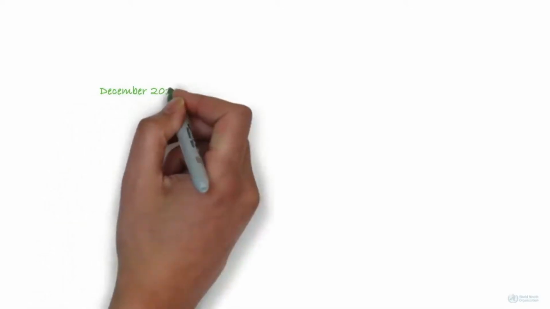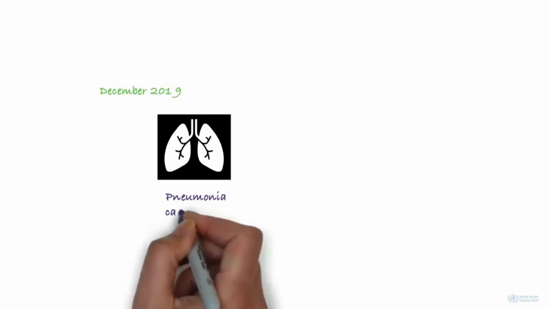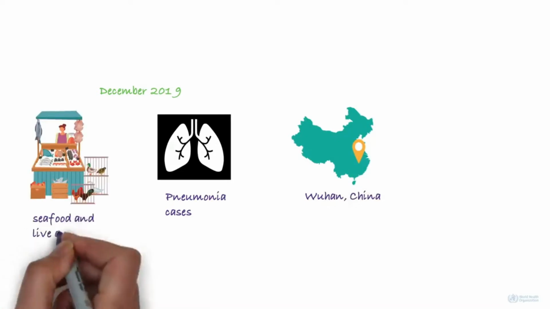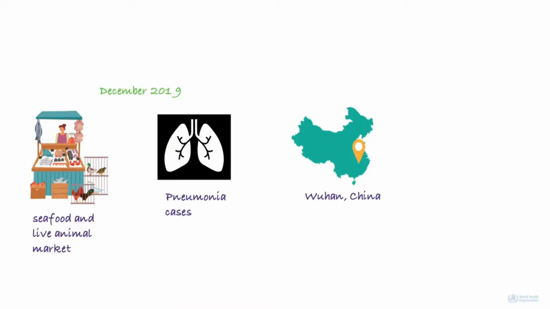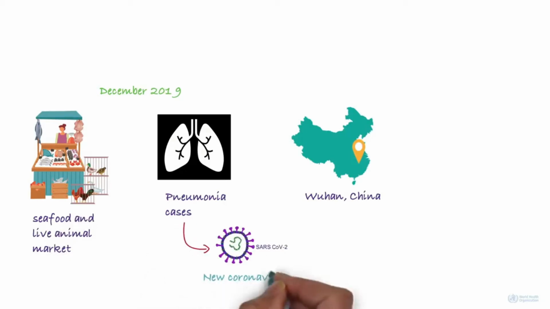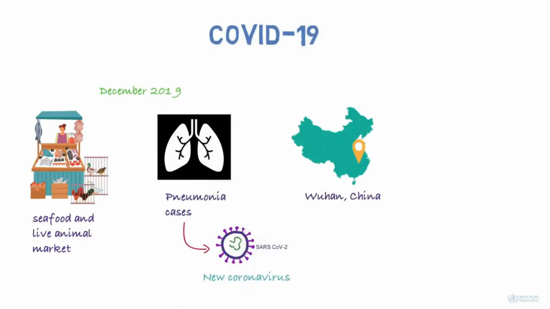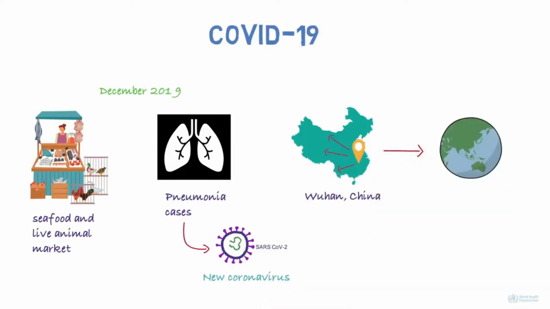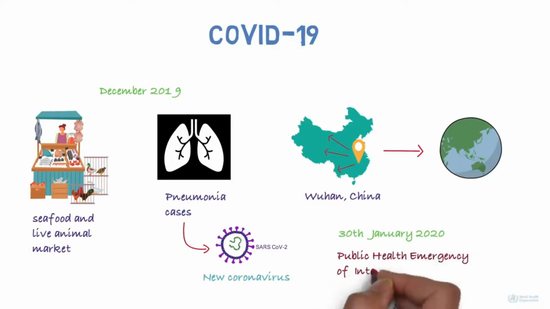In December 2019, there was a cluster of pneumonia cases in the city of Wuhan in China. Some of the early cases were reported in people visiting or working in a seafood and live animal market in Wuhan. Investigation found that the disease was caused by a newly discovered virus called coronavirus SARS-CoV-2. The disease was subsequently named COVID-19. COVID-19 spread within China and the rest of the world. On 30th January 2020, the World Health Organization declared a public health emergency of international concern.